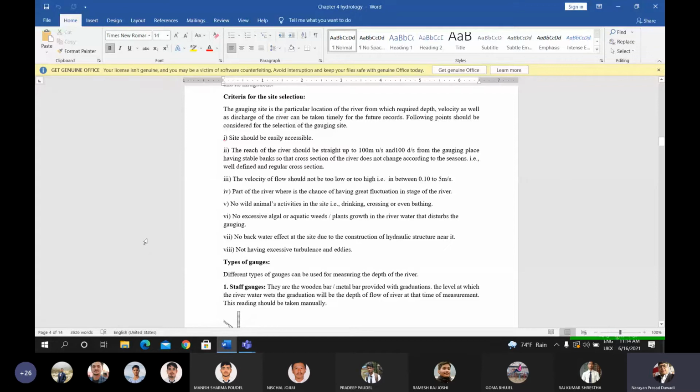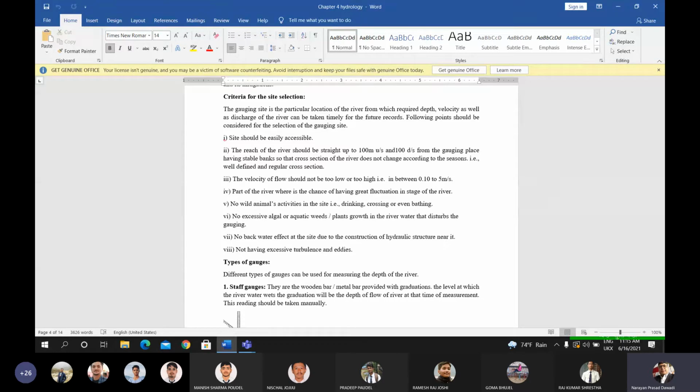The gauging site is the particular location of the river from which the required depth, velocity, as well as the discharge of the river can be taken timely for future records. The following points should be considered for the selection of the gauging sites. One, sites should be easily accessible, so that people can go and measure the data from that site. The site is accessible for the recorder. The reach of the river should be straight up to 100 meters upstream and 100 meters downstream from the gauging place, having stable banks.